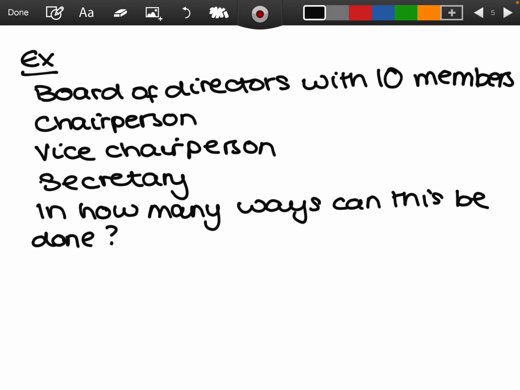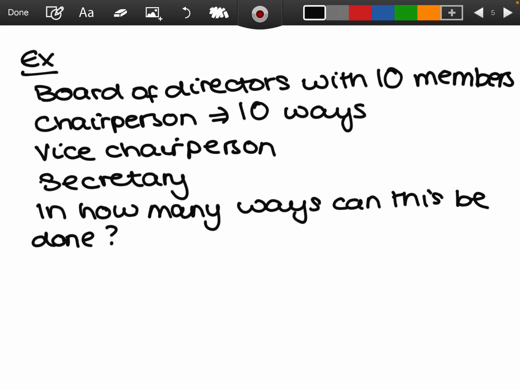Let's start with selecting a chairperson. So we've got this board of directors that has 10 members on it. Any one of those 10 people could be the chairperson. So we have 10 different possibilities for the chairperson from the board of directors. So for our first one, there are 10 ways of picking the chairperson, any one of our 10 members on the board of directors.